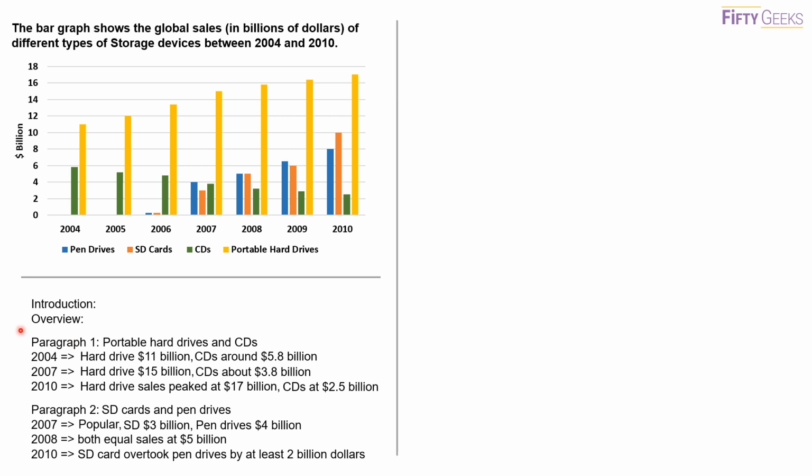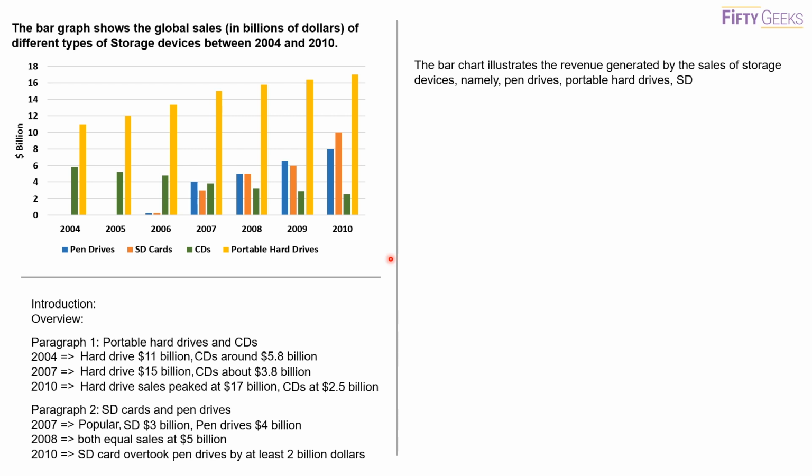I will begin with an introduction in which I will paraphrase the question. I will write, the bar chart illustrates the revenue generated by the sales of storage devices, namely pen drives, portable hard drives, SD cards, and CDs from 2004 to 2010.